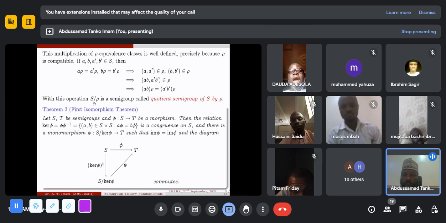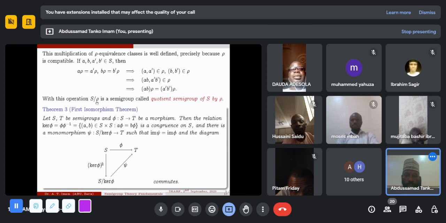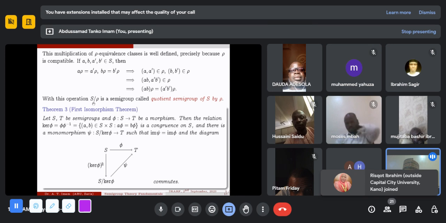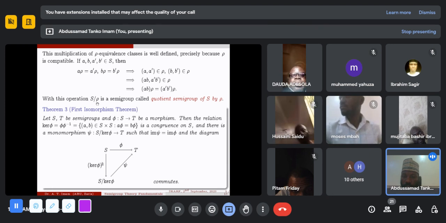Unlike in group theory, where to form a quotient group you require a subgroup, here what you require is a binary relation which is a congruence. So we form a quotient semigroup by using a congruence rather than a sub-semigroup. We will see the link in the last part of this discussion. We try to demonstrate the link between the group idea of forming a quotient group using a subgroup, and this idea of forming a quotient semigroup using a congruence.